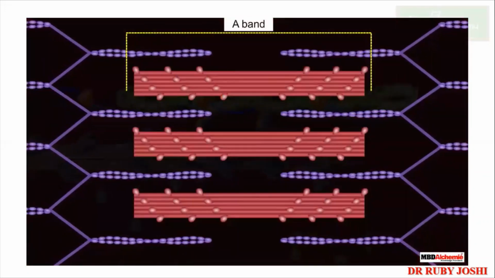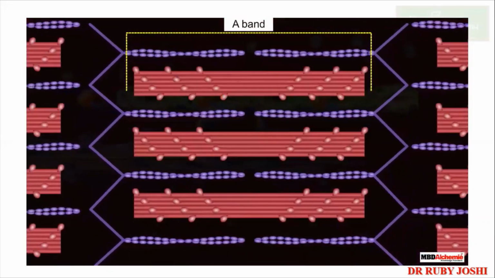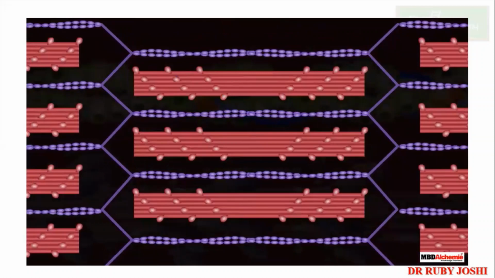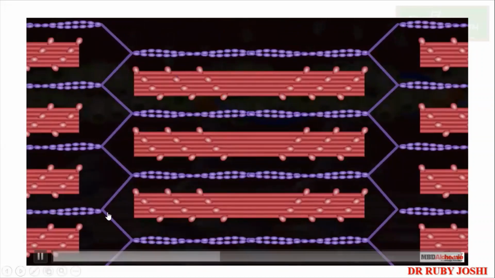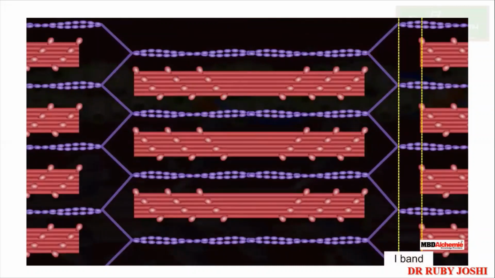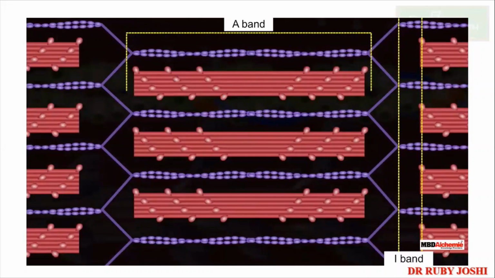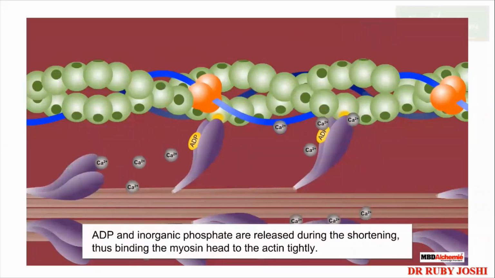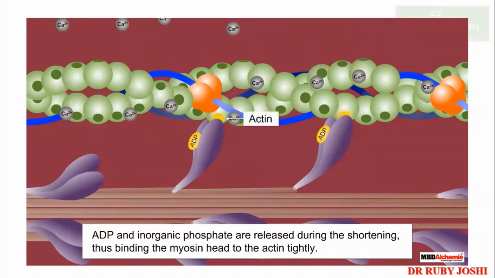The attached actin filaments are therefore pulled towards the center of the A band, bringing the Z lines closer to each other. This ultimately results in the shortening of the sarcomere, that is basically the contraction of the muscle. You can clearly see that there is a reduction of the I band during contraction, while the A band remains of the same length. ADP and inorganic phosphate are released during the shortening, thus binding the myosin head to the actin tightly.